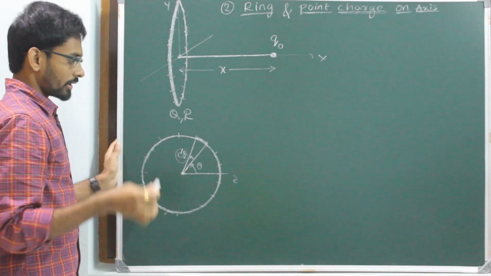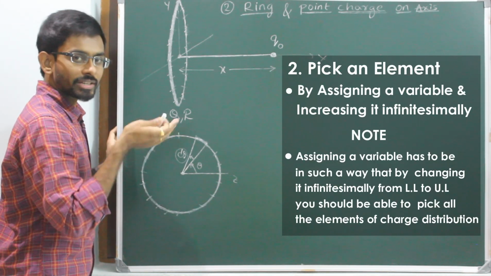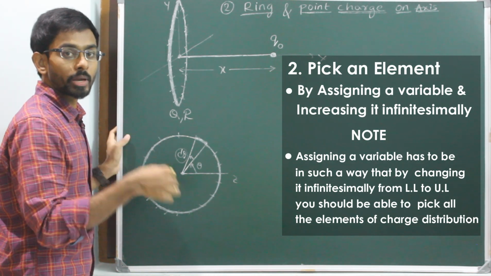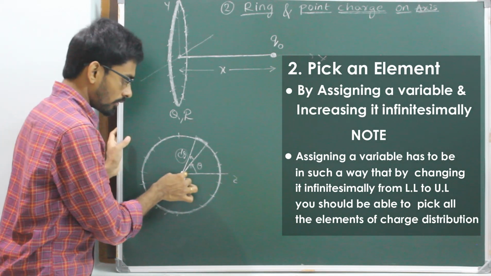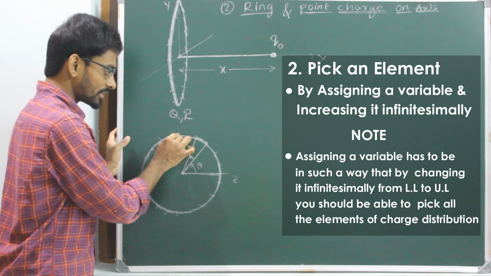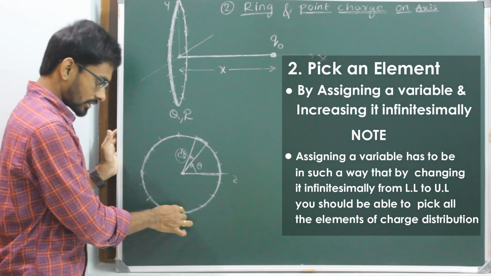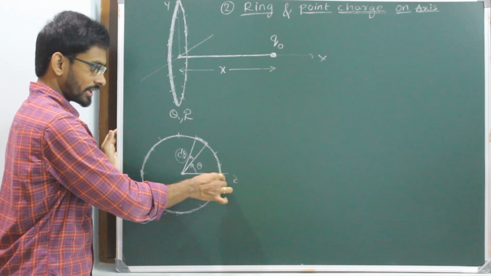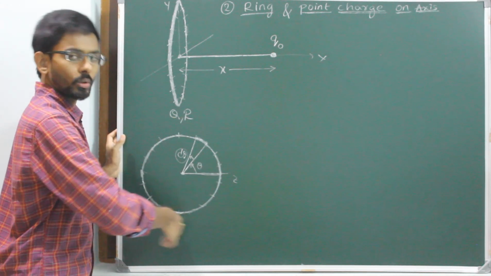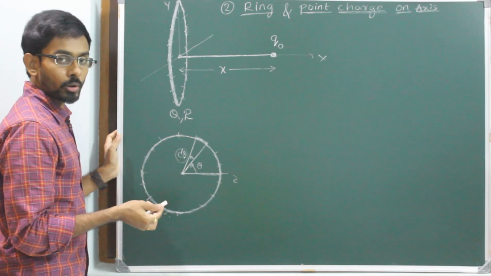Now you have to cross-check. While assigning a variable, you should be careful that by changing it from a certain lower limit to an upper limit, you should be able to pick the entire charge distribution. So if I take theta as 0, I'll get this element. If I take theta as 90, I'll get this element. If I take theta as 180, I'll get this element. If I take theta as 270, I'll get this element. If I take theta as 2 pi, that is 360, I'll get this element. So by changing it from 0 to 2 pi, I'll get each and every element in the ring. So that is how to assign a variable.